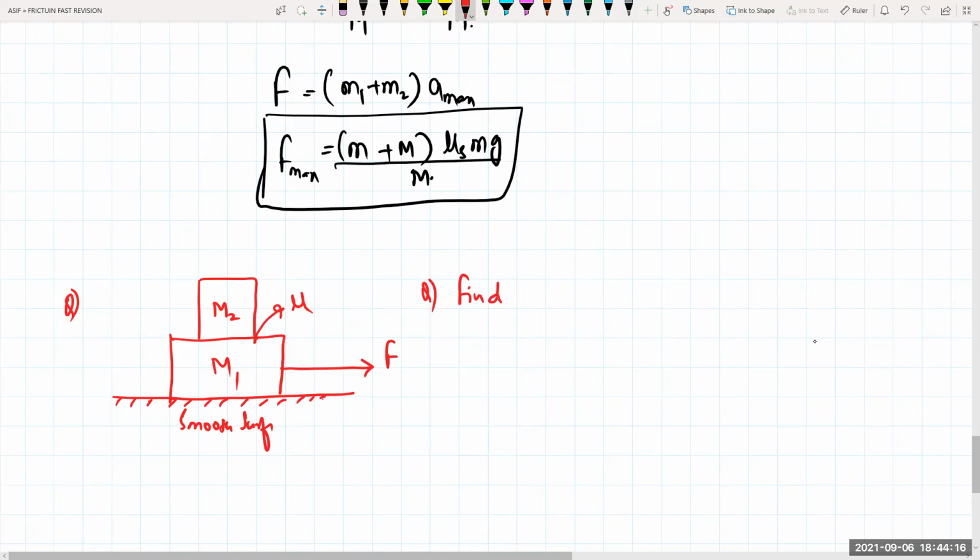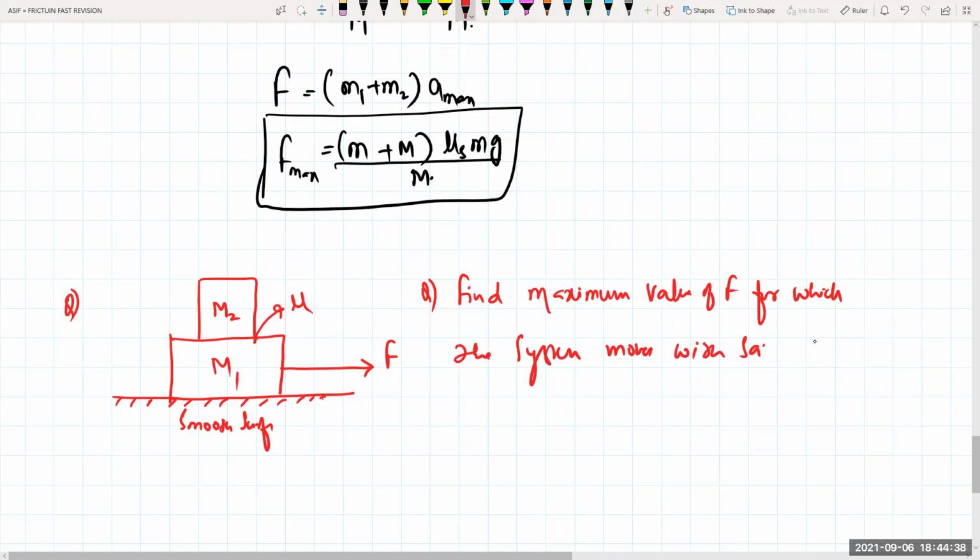Find the maximum value of your F for which the system, both the blocks, move together, for which the system moves with the same acceleration. Okay? In this context, when we apply the force, we are not applying the force on M2. M2 may be having some other force, isn't it?